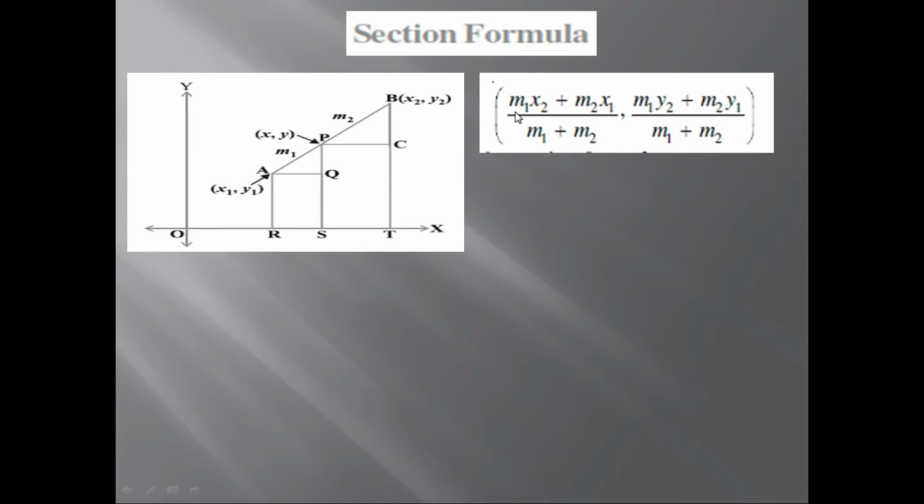Again, the section formula is equal to m1 x2 plus m2 x1 divided by m1 plus m2, and m1 y2 plus m2 y1 upon m1 plus m2. The first number you get will be x, that is P of x, and the second number you get will be P of y. Here the line is divided internally because of point P. Now if it is external, it will be m1 minus m2. Nothing else.